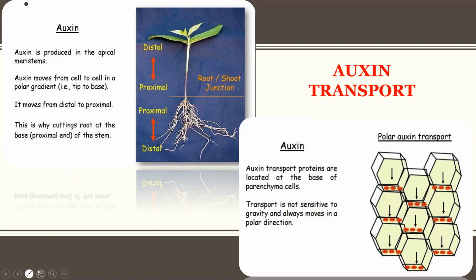Auxin can be transported by two pathways, apoplast and symplast. In the apoplastic pathway, the auxin does not enter into the cell. And in the symplast, the auxin is transported through the plasmodesmata. So there are two pathways.